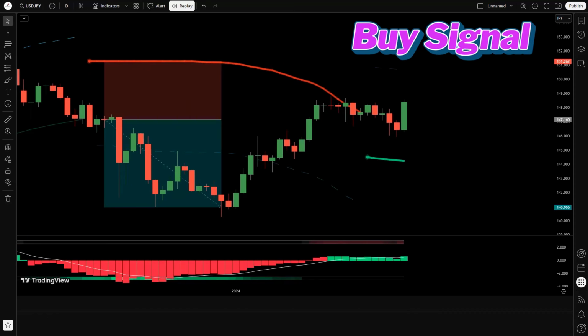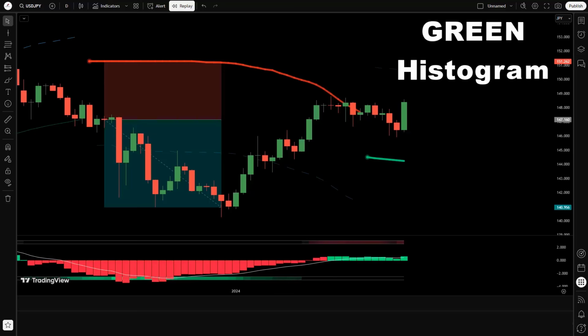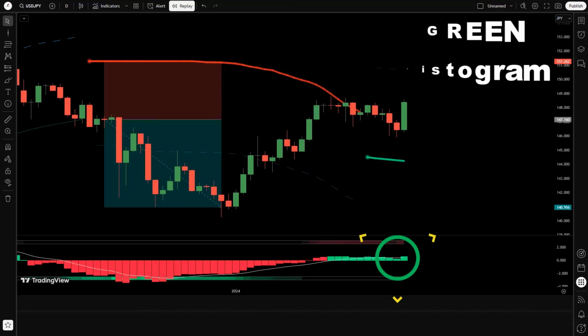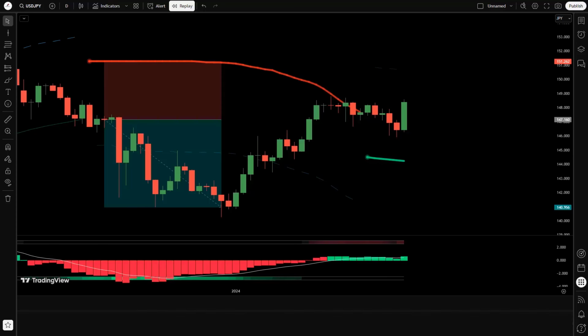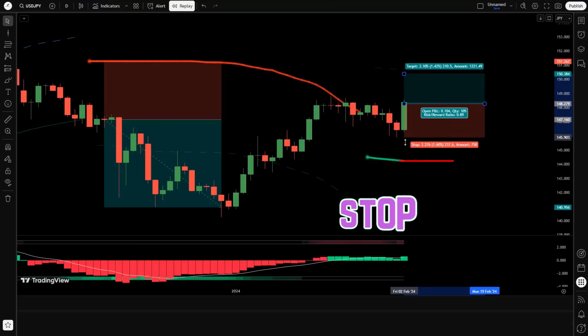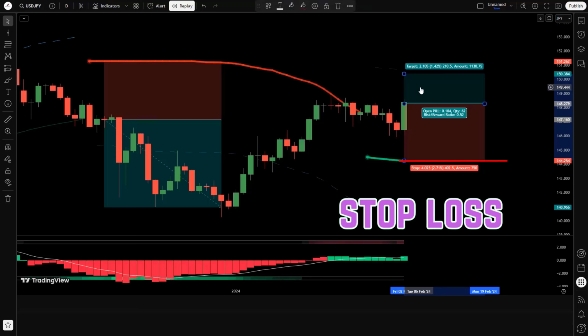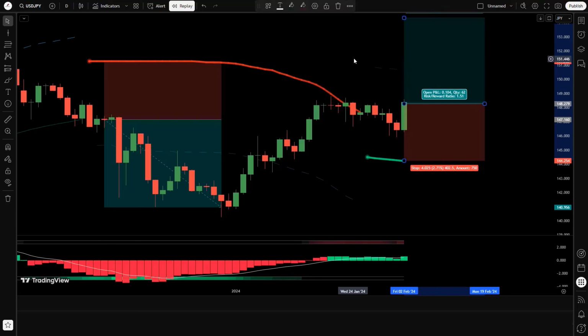When the trend wave bands indicator has given a buy signal, the ROC weighted MA oscillator indicator has formed a green histogram. And the market forms a bullish candle, so all these conditions are fulfilled, so we have to take a buy order. And our stop loss should be placed on this green line. And the risk-reward ratio will be 1:1.5.